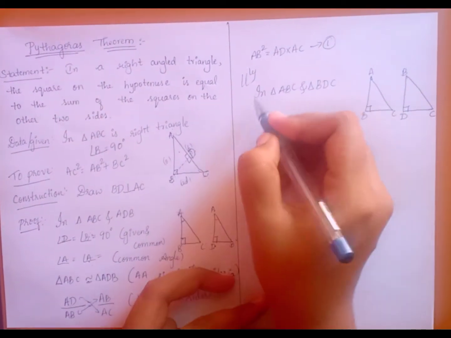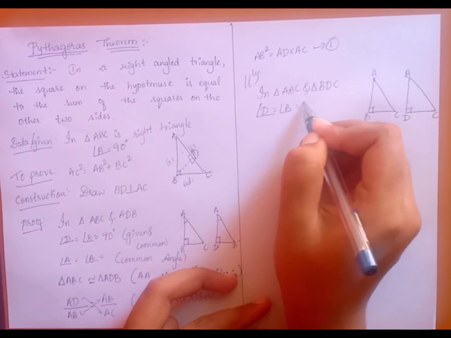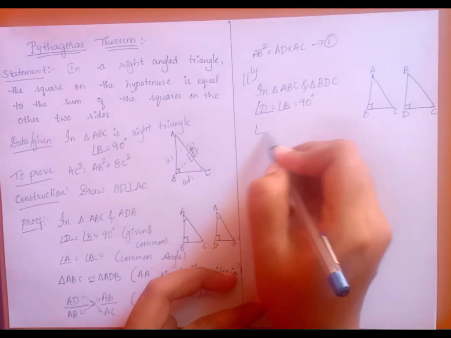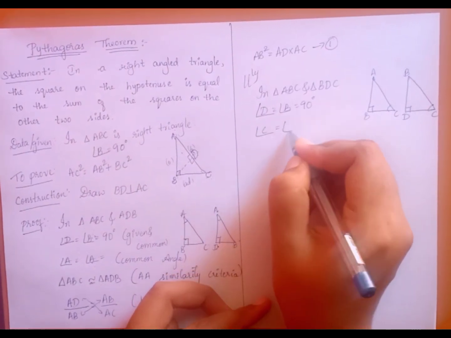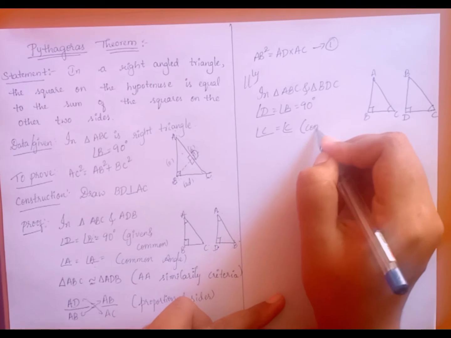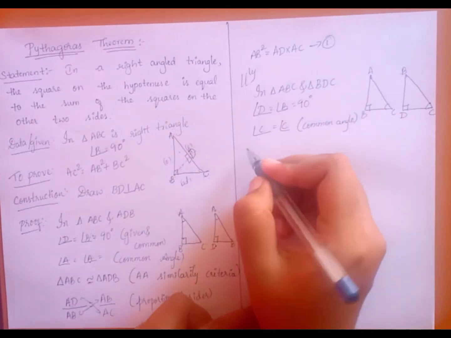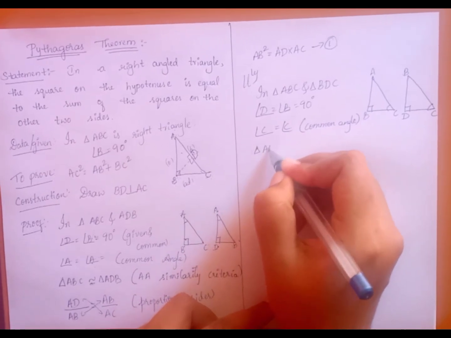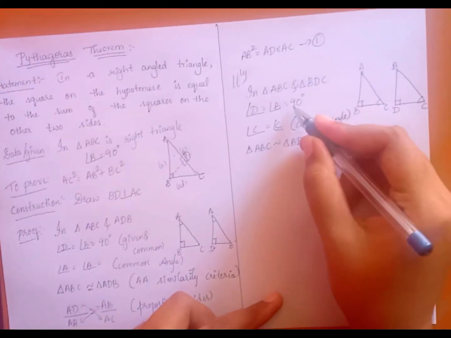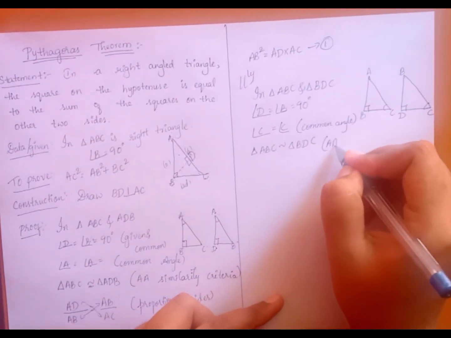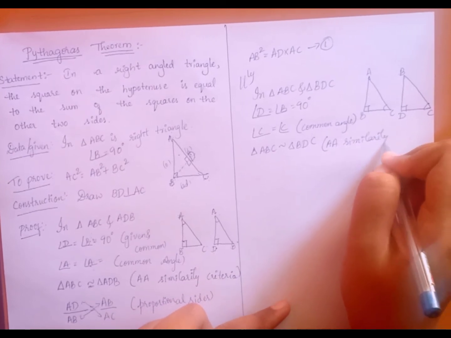Based on this we can tell angle D is equal to angle B because it's a 90 degree. And which is the common angle we have here? C is a common angle. So C is equal to C, common angle. So we can say triangle ABC is similar to triangle BDC on two angles being equal. That criteria means AA similarity criteria.